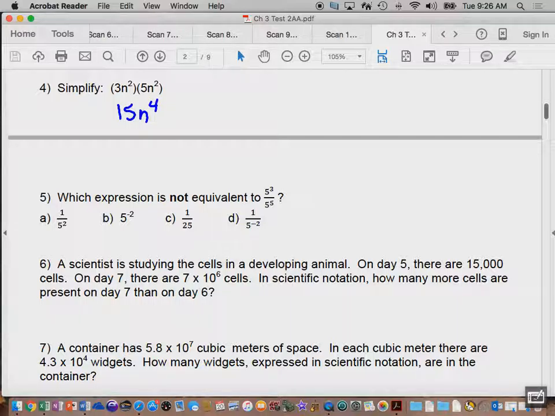Now, n squared means n times n, and this n squared means n times n, and since we're multiplying them, that's just a total of 4 n's.